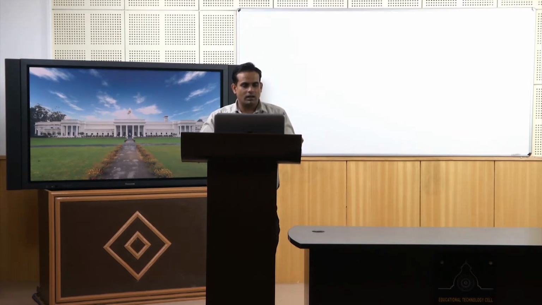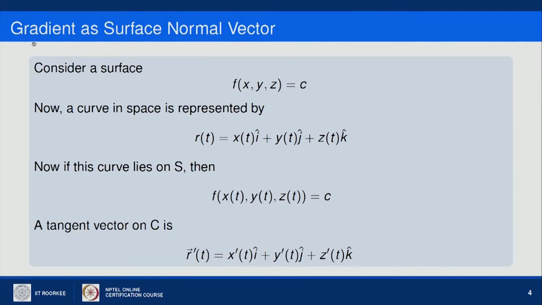Now, the next application of gradient is the surface normal vector. So, consider a surface f of x y z equals c. For different values of c, where c is a constant, it will be a level surface. Now, a curve in space is represented by the vector r of t equals x of t i plus y of t j plus z of t k. This is the parametric representation of the curve.